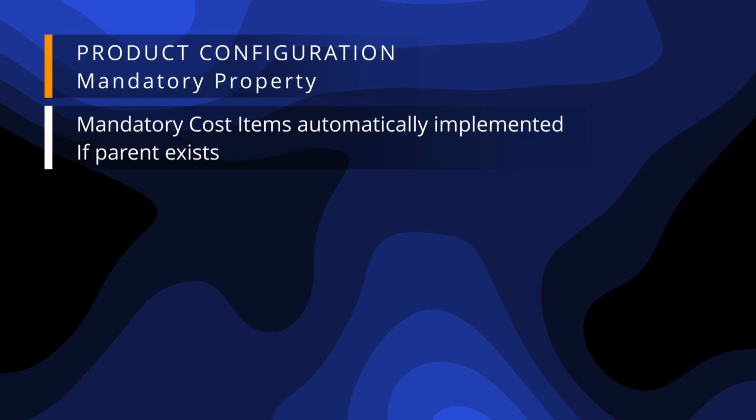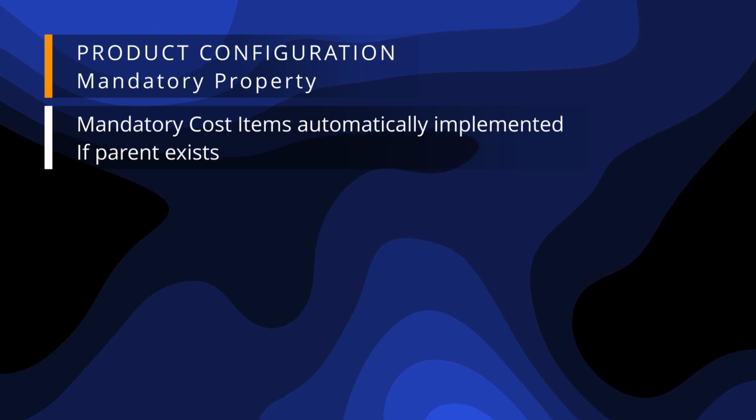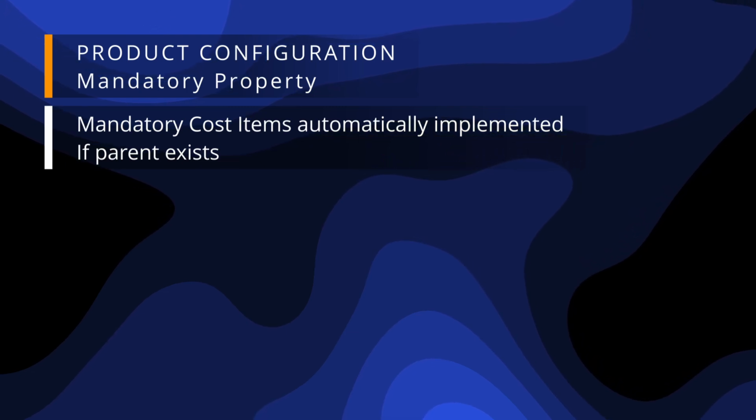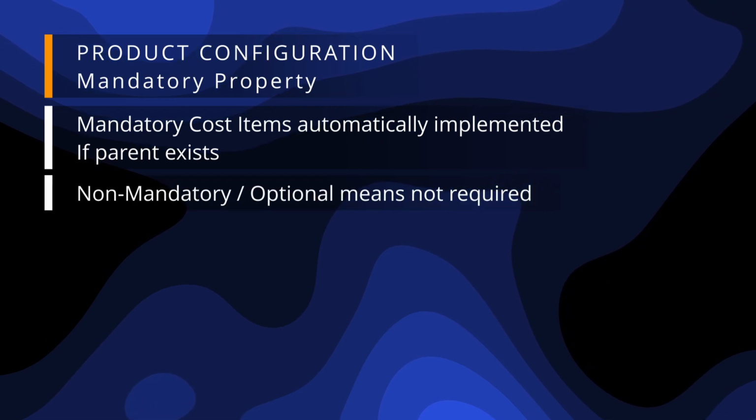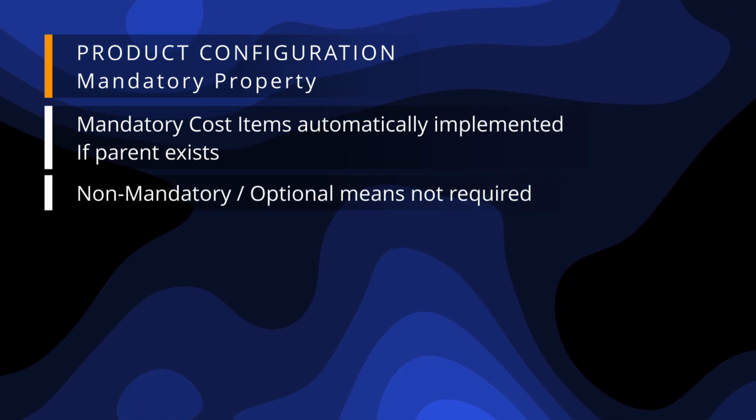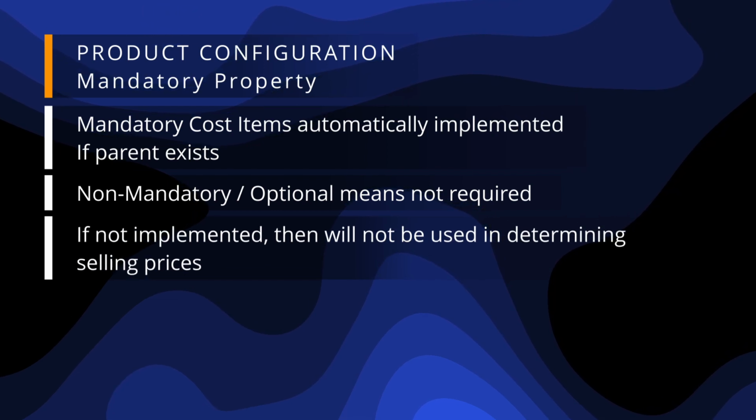I won't dwell any longer on this topic since you should already be familiar with attributes. As mentioned earlier, if a cost item is mandatory, it will be automatically implemented when its parent is created. By designating a cost item as non-mandatory, the designer has stated their intention that this item of cost is optional for the product. If you don't implement it, then it won't be factored into the calculation of the selling price.